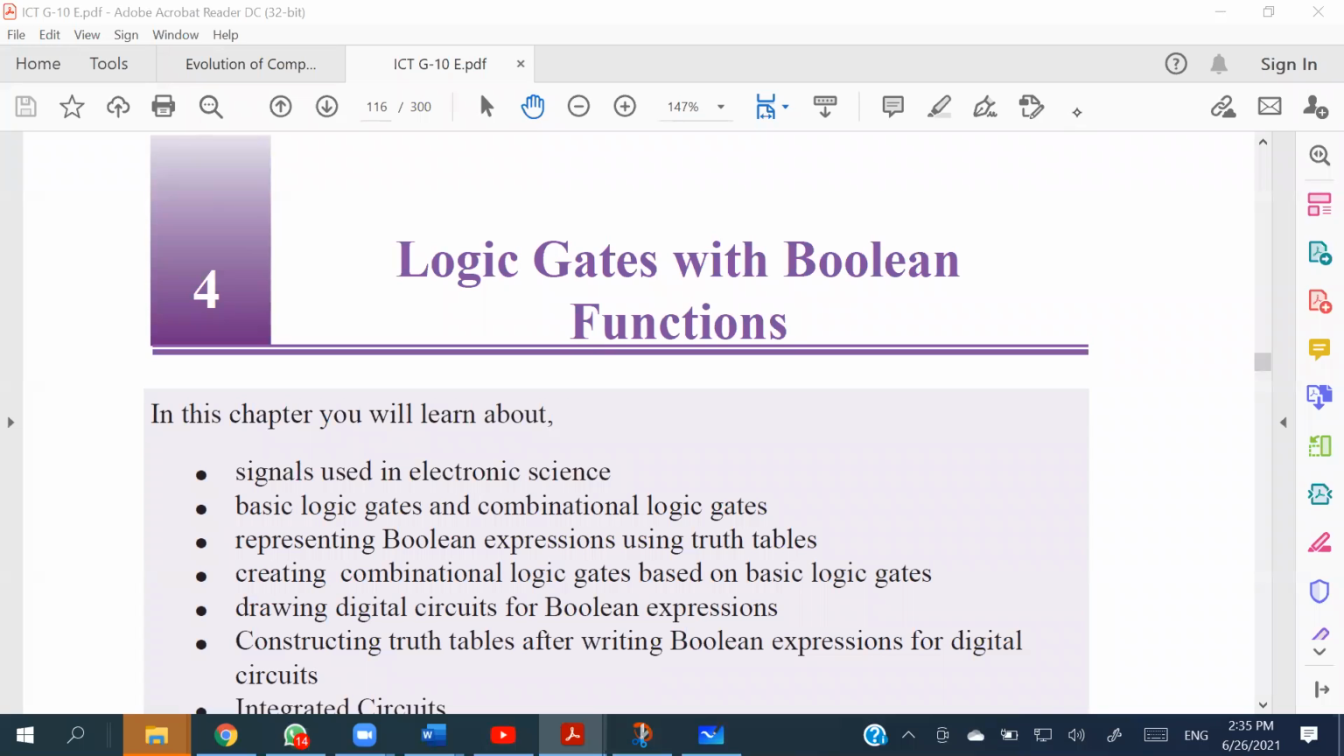Right. So this is the new lesson, the fourth one, the logic gates with Boolean functions, right? Now here we are going to learn about how the electronic science works inside the computer, right? So when it comes to the electronic science, gates is the basic component that we are going to talk about, right? So you are going to learn about a new friend called gates, and you will realize what happens when the gates are functioning inside the circuits, right?